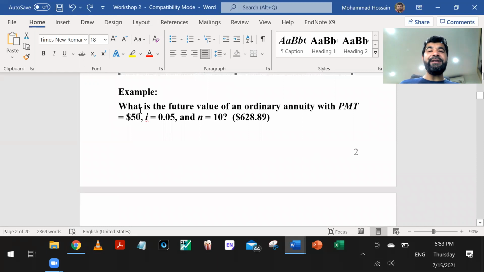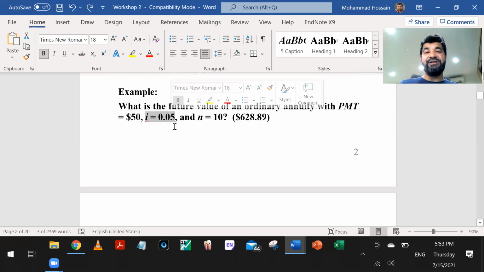For example, what is the future value of an ordinary annuity with a payment of $50 if i is equal to 0.05, which means 5%, and n is equal to 10? What will be the answer? It is 628.89. So ordinary payment of $50 per year, 5% for 10 years, you end up with 628.89.